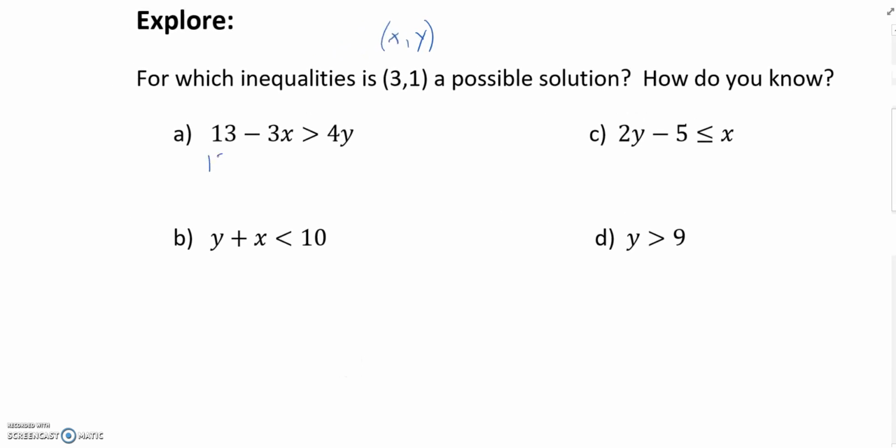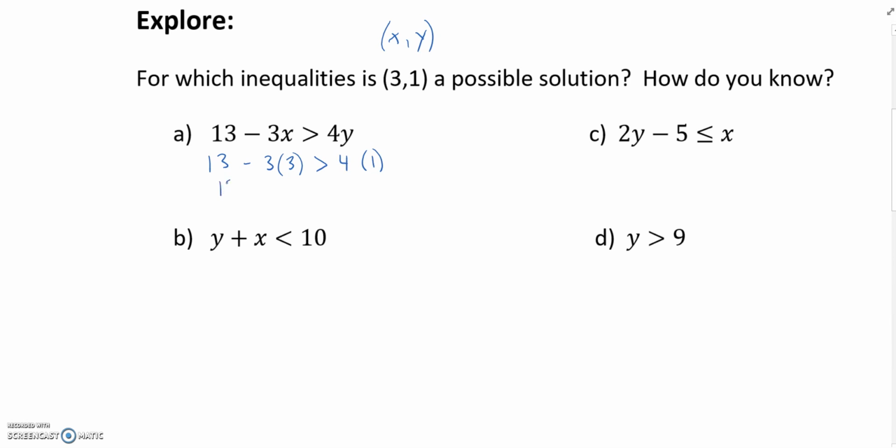So I would have 13 minus 3. The x value is 3. Using brackets here, greater than 4. Y value is 1. Now, when you're doing a check or a test, you never rearrange the inequality or equation. If you're testing an equation, you leave everything on the left side on the left and the right side on the right. And you just evaluate and you test, you check, you ask yourself, is this statement actually true?